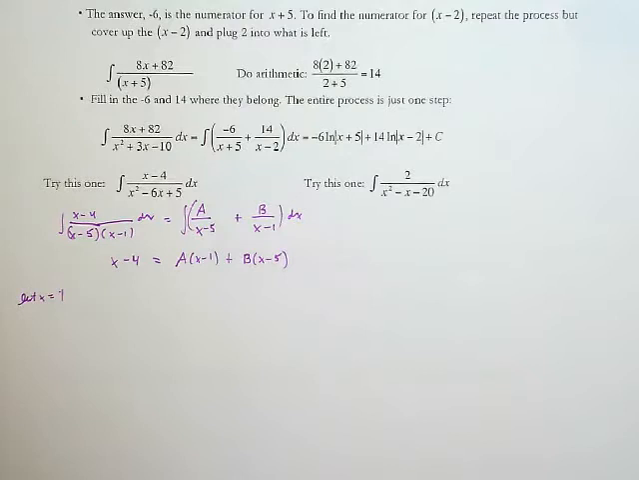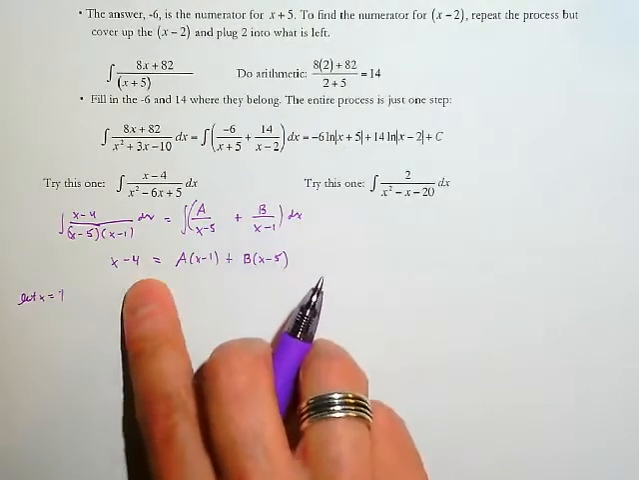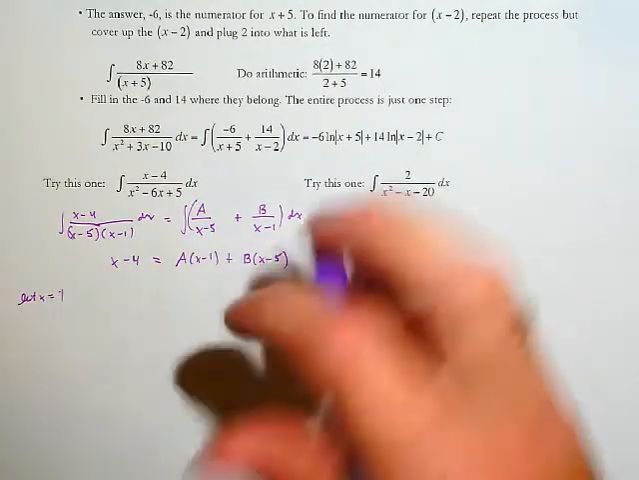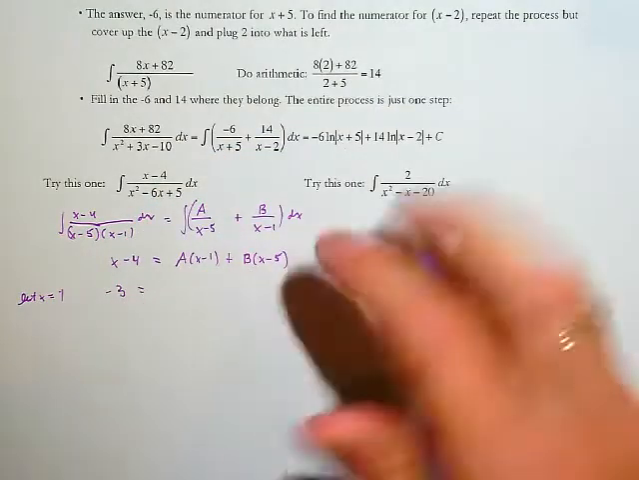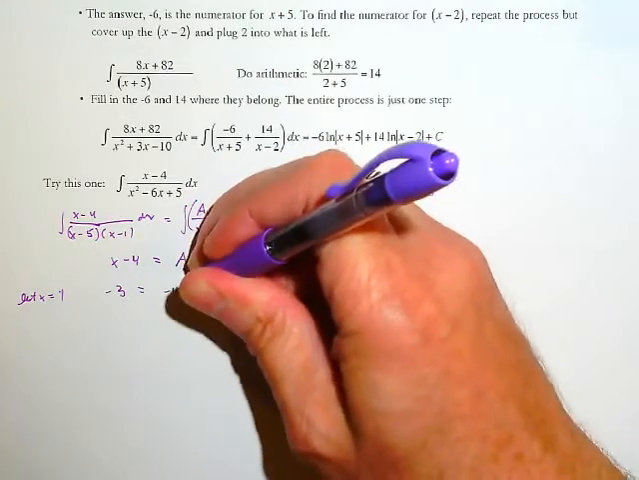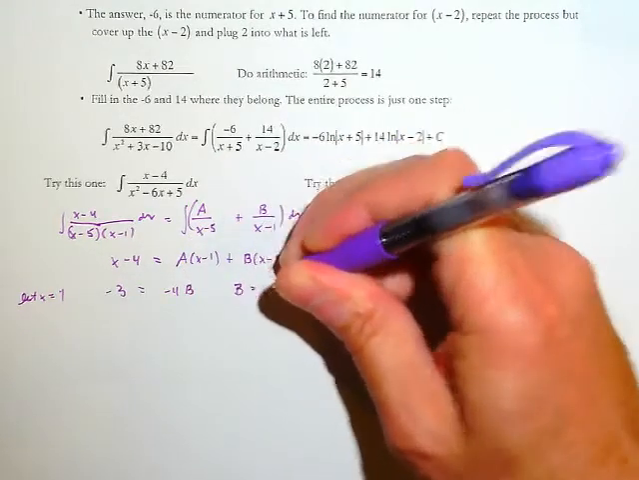Remember to plug that in for x minus 4, though. On this side, x minus 4. This is not negative 4. 1 minus 4 is negative 3, not 0. Plug in a 1 there, we get negative 4b. So solve that equation, we should get b equals 3 over 4.